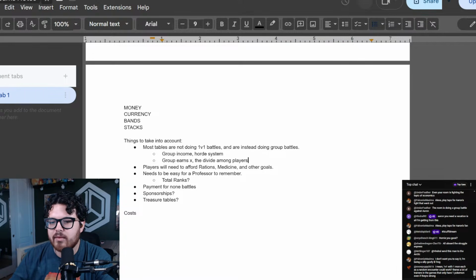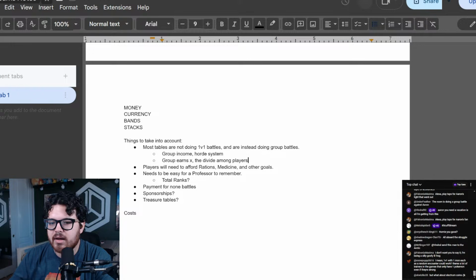1v1 with one money each as a random encounter could possibly work. Yeah, as a random encounter, there's a lot of trainers in the game that only have one Pokemon, even strong. I mean, it's true. What about Electrum? I will kill myself if we try to put Electrum coins in here.